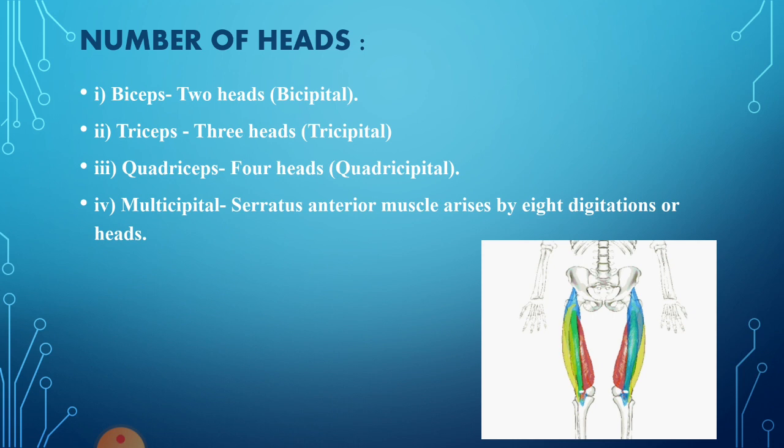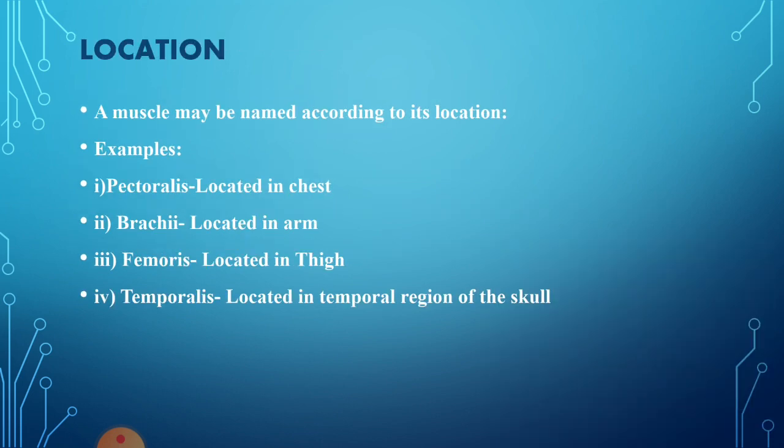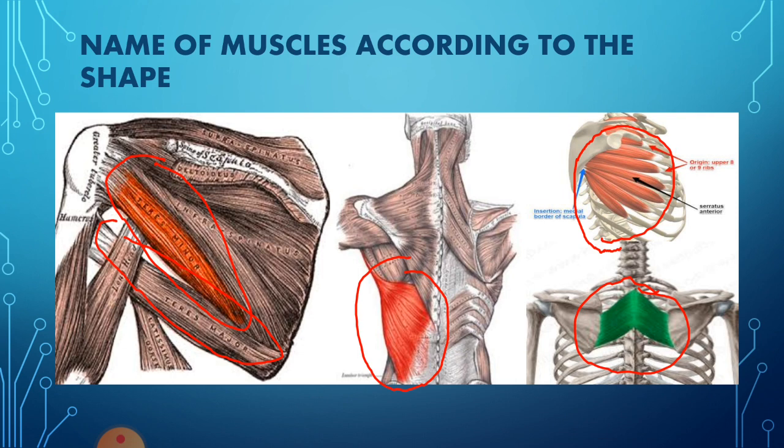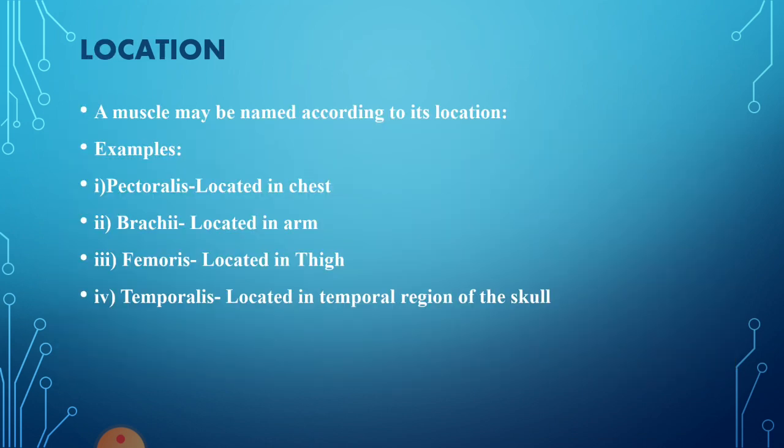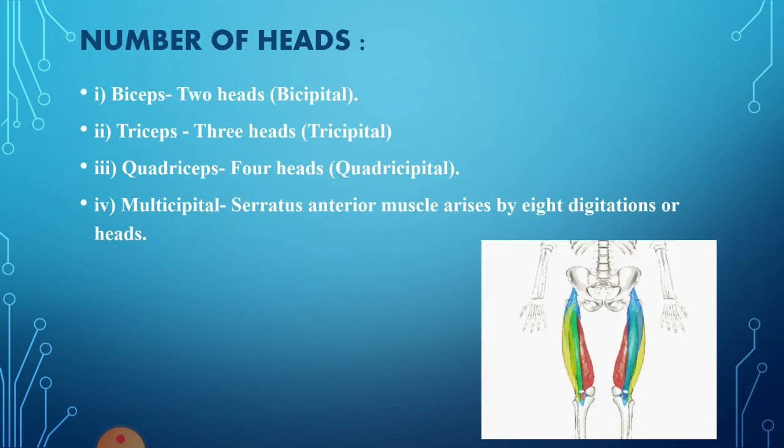The last includes multicipital, and the example is serratus inferior muscle, which arises by 8 digitations or heads. So we not only name the serratus inferior on the basis of its appearance or shape, but we also name it on the basis of its tendon, and this muscle has 8 digitations or tendons. So this muscle is a multicipital muscle.